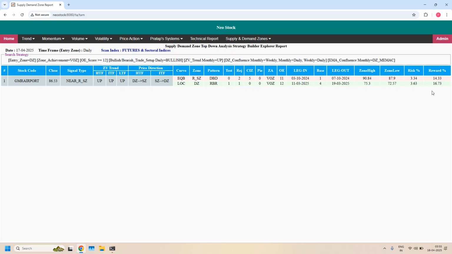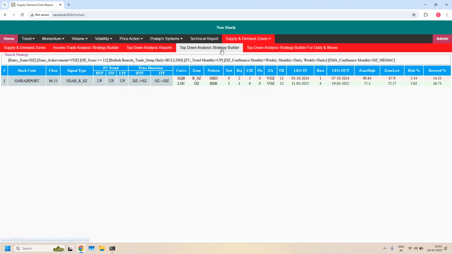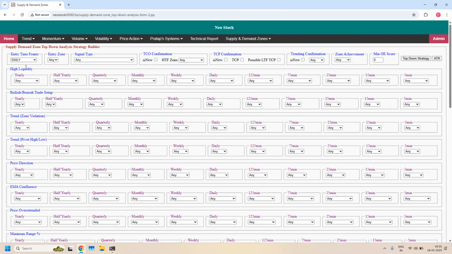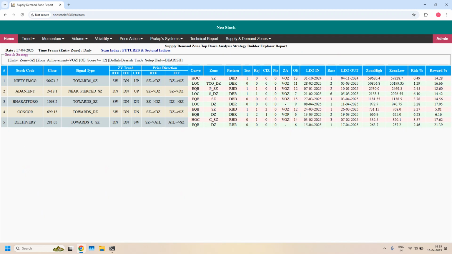Next, we will look into bearish trade setup for monthly income trade. Entry time frame daily, entry zone supply zone, bullish or bearish trade setup at entry time frame daily: I am selecting bearish. Zone achievement should be violated opposing zone. Minimum odd enhancer score should be 12. With these filters, we got 5 stocks. These 5 stocks are supporting bearish trade setup for monthly income trade.